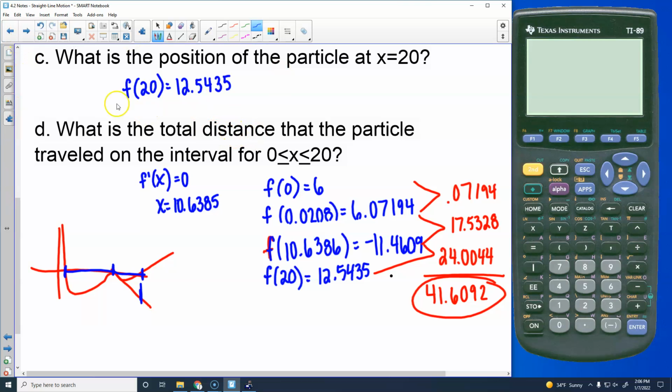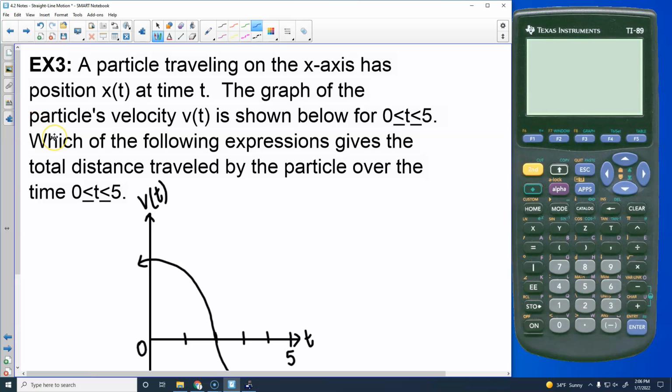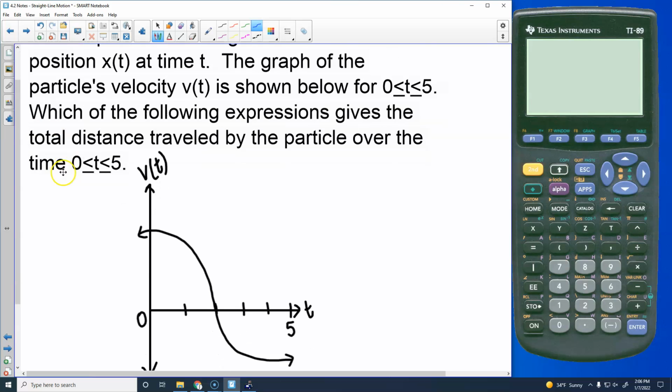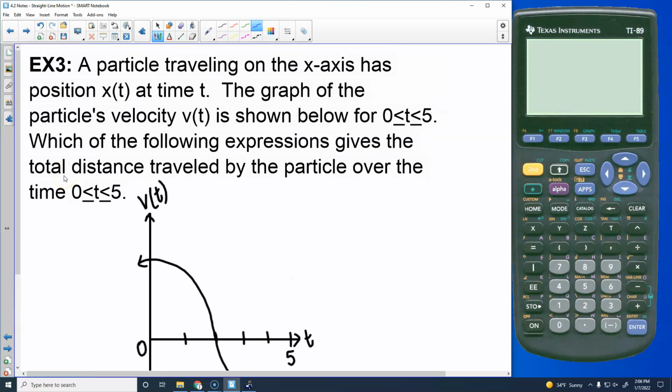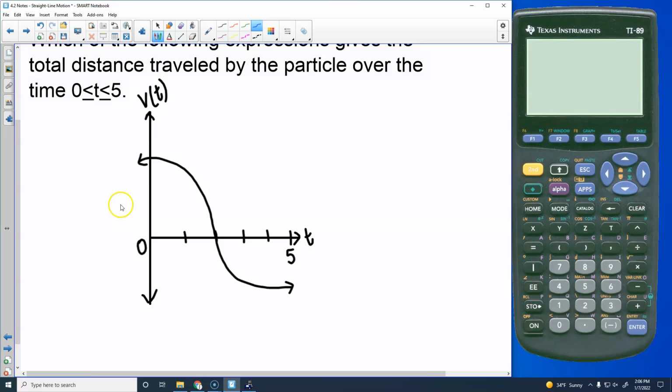Total distance can be a little tricky. We'll do some more there. Okay, so number 3 says a particle traveling on the x-axis has position x of t at time t. The graph of the particle's velocity is shown below from 0 to 5. Which of the following expressions gives the total distance traveled by the particle over the time 0 to 5?